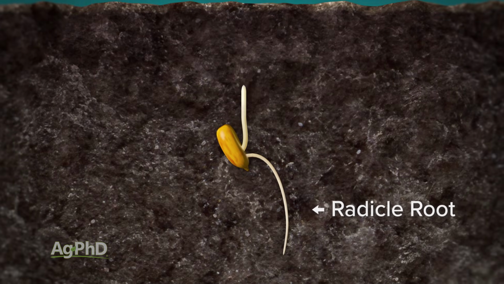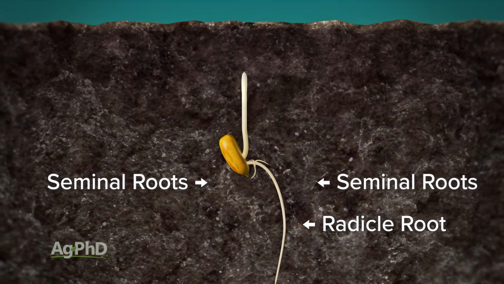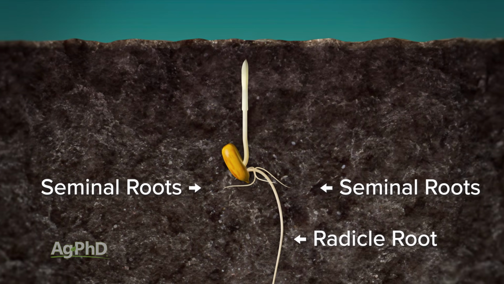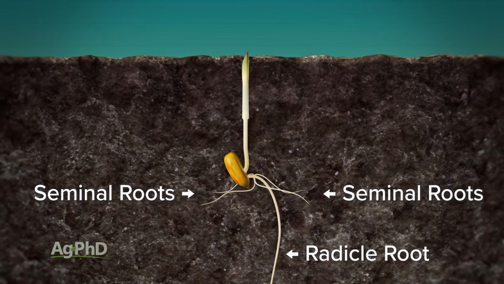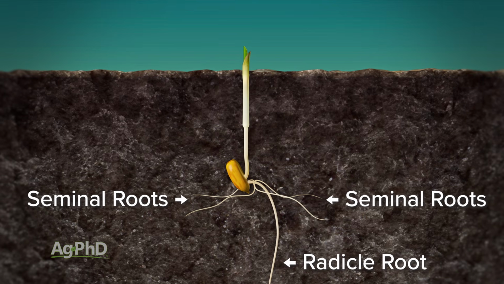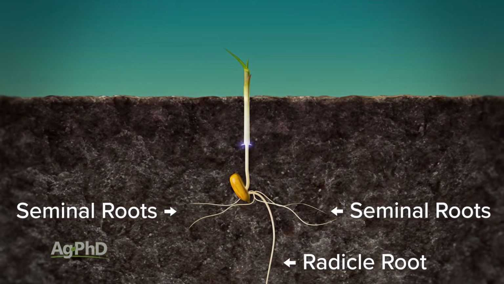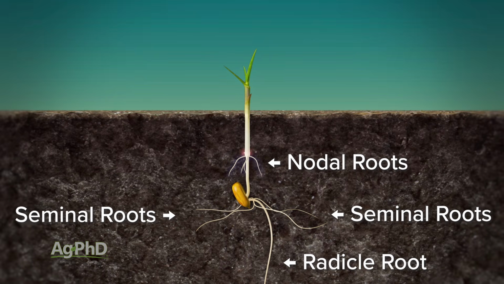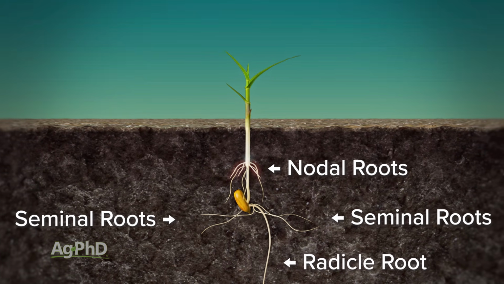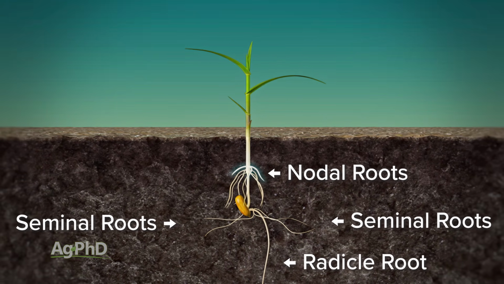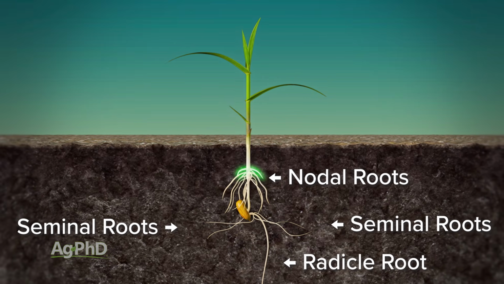All right, then the next root that's going to come out is called the seminal. A lot of times people refer to this as more of a lateral root system, so rather than going down, it's usually going sideways. It helps that young plant get going, just like the radical does. But once you get just a little bit of growth, that's when we start to see the main root system, that nodal root system, come out.